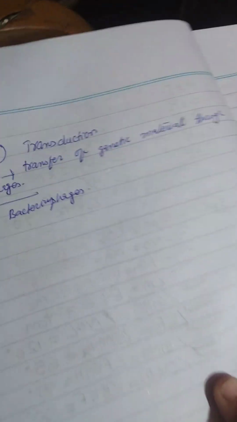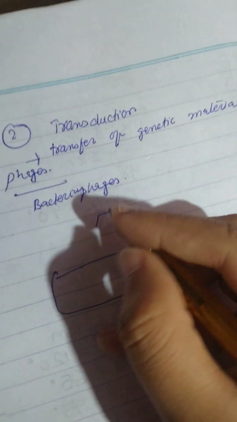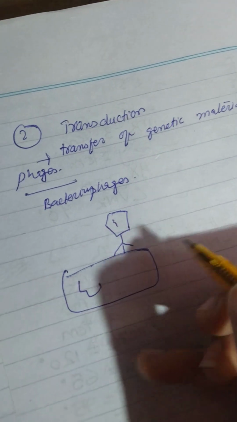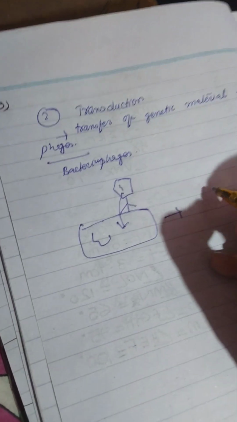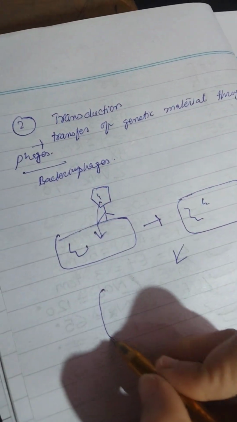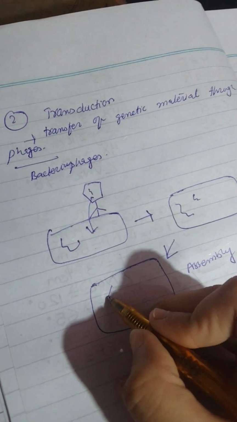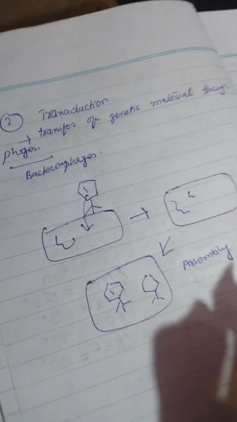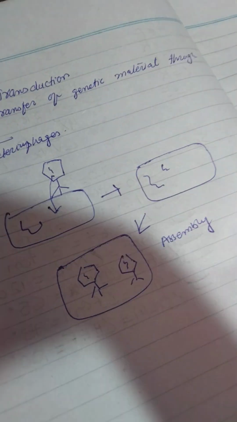Basically bacteriophages, right? Consider that over here we have a bacteria, and this is a phage, and this is the bacterial chromosomal DNA. As it enters, it will insert its own DNA. So this is the bacterial DNA and this is the virus DNA. After this, what will happen? There will be the process of assembly, as we have discussed in the lytic cycle. Like there will be a lot of bacteriophages.